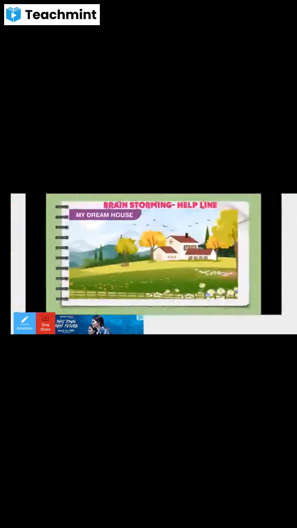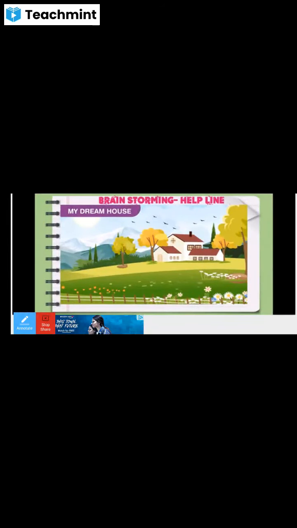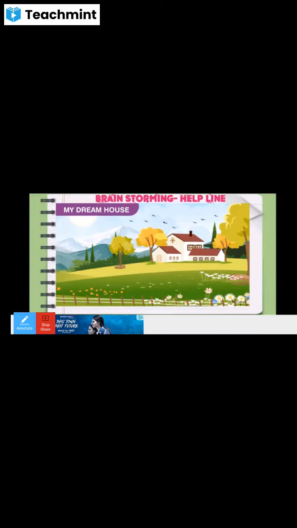It's one of the dreams of some houses, where a child painted and visualized a house.